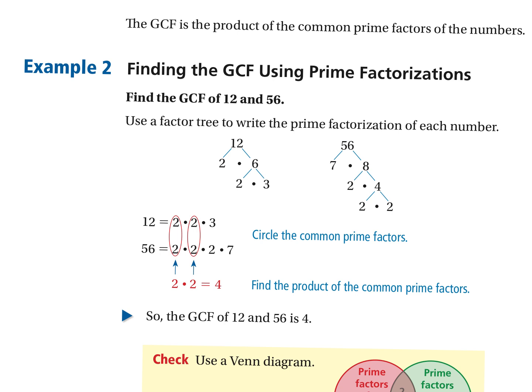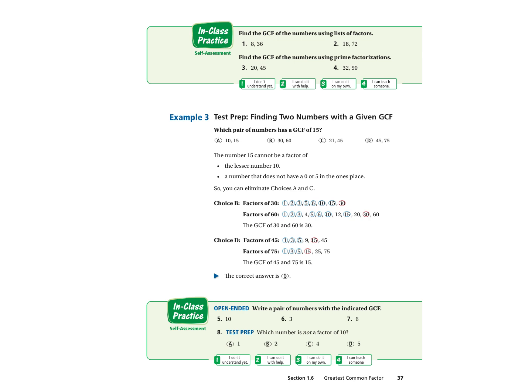So if I'm using prime factorizations, I would take all of my prime factors of 12, and I have 2, 2, and 3. Of 56, I have 7, 2, 2, and 2. So of my prime factorizations for both of those numbers, I have 2's in common, 2's in common again. You still circle all of the numbers they have in common on top and bottom. But then you have to go one more step, and you say, okay, 2 times 2 is 4. So the GCF is 4. So it's a different way of doing it using prime factorizations, okay? All right, let's look at some practice.